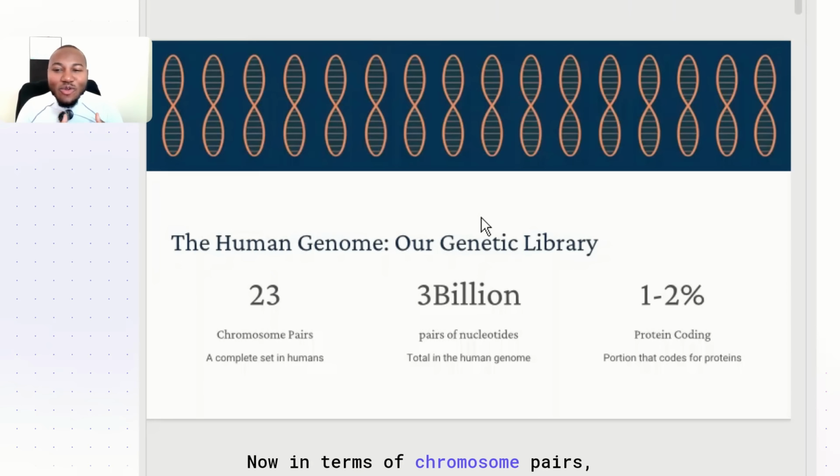Now, in terms of chromosome pairs, it has 23 pairs of chromosomes. You can't forget that. 22 pairs of autosomes, 1 pair of what? Sex chromosome. Now, 23 pairs means it is 46, correct? So, which is a complete set in humans. They will ask you this question. Also, there are 3 billion pairs of nucleotides.